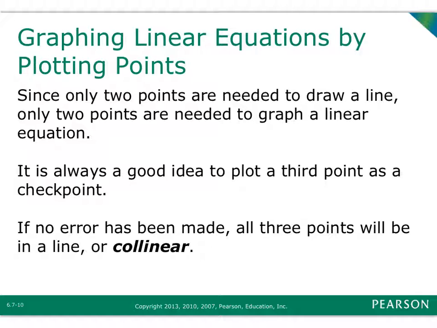So by Euclid's proposition, since only 2 points are needed to draw a line, only 2 points are needed to graph a linear equation. It is always a good idea to plot a third point as a checkpoint. If no error has been made, all 3 points will be on the line, and that's called collinear.